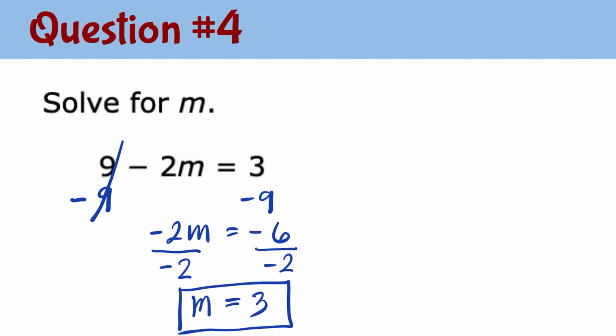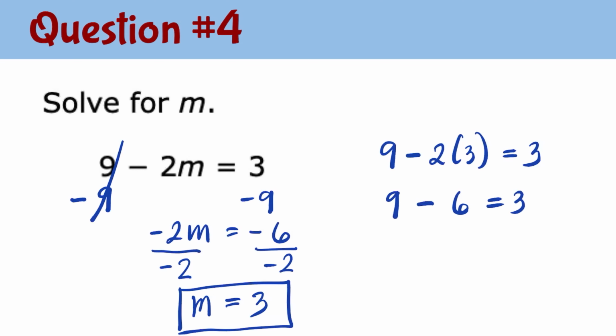Checking our answer, we need to plug in m is 3. So 9 minus 2 times 3, is it equal to 3? So we have 9 minus 6 is equal to 3. And yes, 3 is equal to 3.